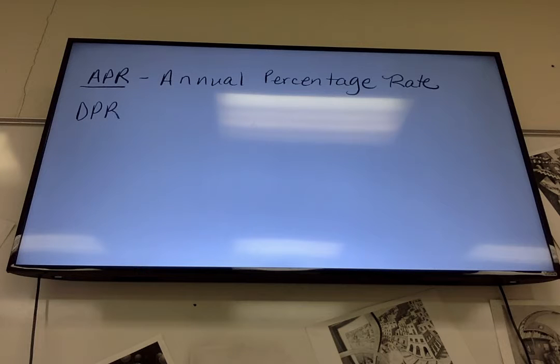trouble with them. So we're going to start with something called APR, which is the annual percentage rate. And this has to do with the interest that they're going to charge you. And they purposely make it pretty difficult to figure out everything that they're doing, on purpose. DPR stands for daily percentage rate.